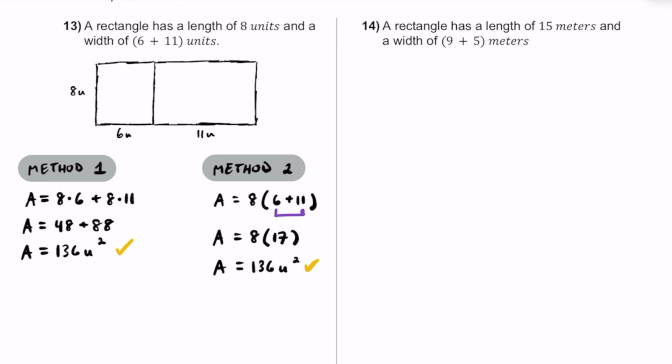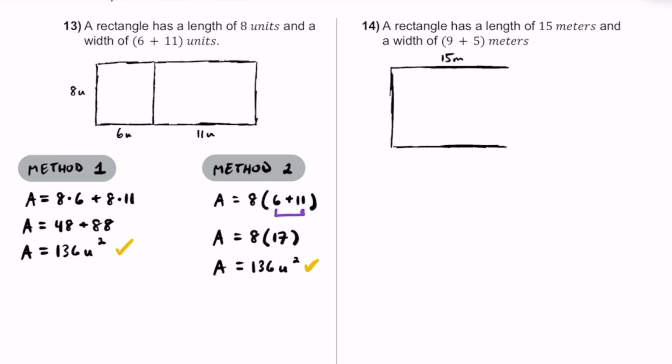All right, last problem here for number 14. We have a rectangle with a length of 15 meters and a width of 9 plus 5 meters. So let's see if we can sketch this out here. Let's just sketch the rectangles that are adjacent, so they're just going to be next to each other. I'm going to call this, going across here, the length, and I'm going to call this 15 meters. And then for the width here, let's have part of it be 9, maybe something along the lines of this. This looks pretty good.